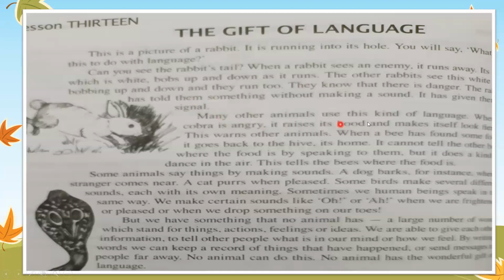Many other animals use this kind of language. When a cobra is angry, it raises its hood and makes itself look fierce. This warns other animals. When a bee has found some food, it goes back to the hive, its home. It cannot tell the other bees where the food is by speaking to them, but it does a kind of dance in the air. This tells the bees where the food is.